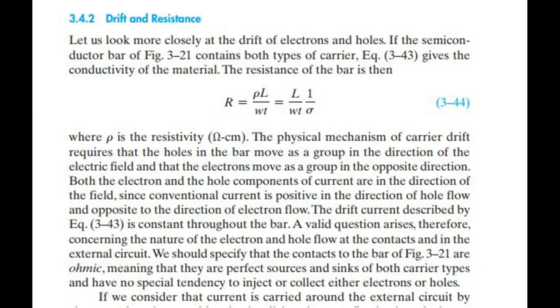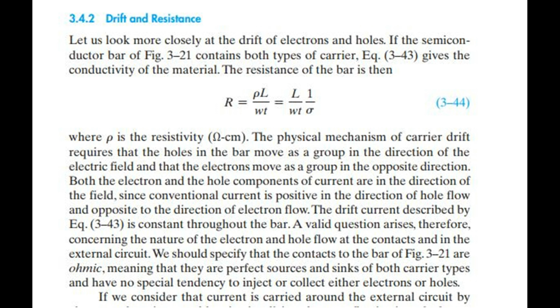Let us look more closely at the drift of electrons and holes. If the semiconductor bar of Fig 3.21 contains both types of carrier, EQ 343 gives the conductivity of the material. The resistance of the bar is then, where ρ is the resistivity.